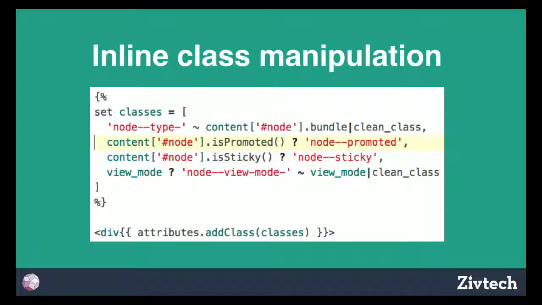And then here, we see this ternary. What that means is that if node.isPromoted is true, then we're adding node--promoted. Otherwise, we do nothing. Same thing with sticky. One little line, and now you've got a node sticky in there. View mode. Ternary, so I think if this part is set, you'll end up with node--view-mode-- and then the view mode variable turned into a clean class. And then here you can see just calling attributes.addClass also returns the attributes object and prints that out. So you can do that all in one step.